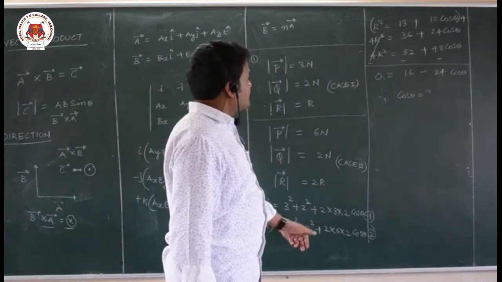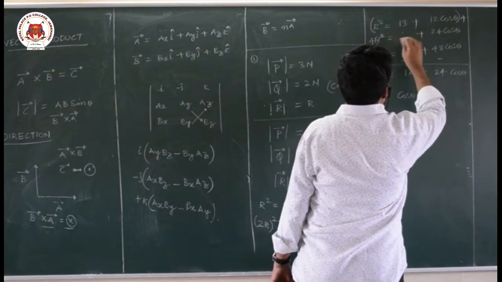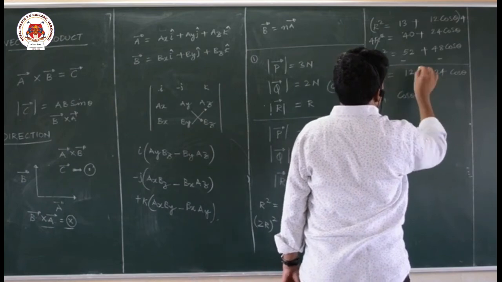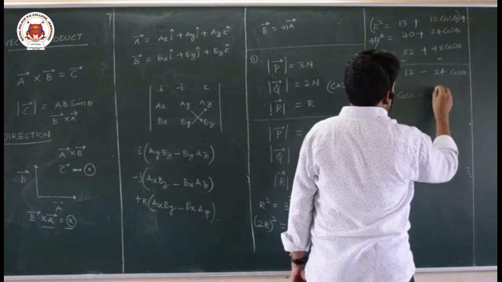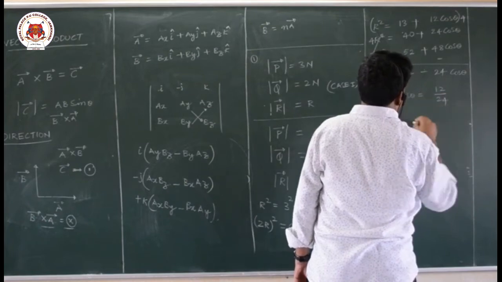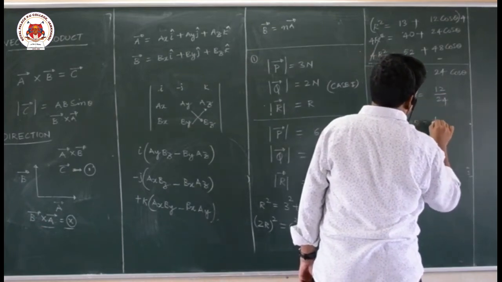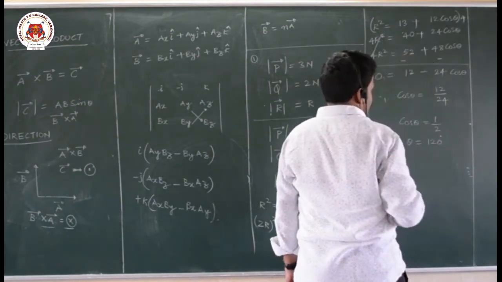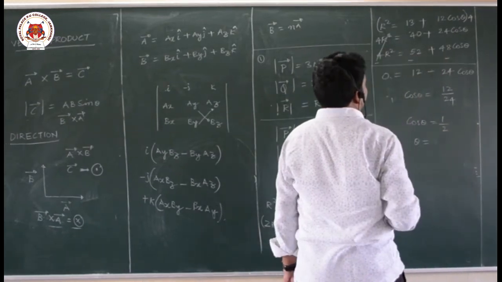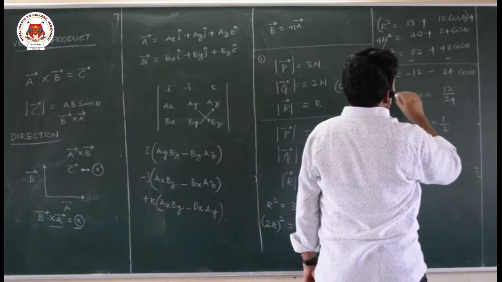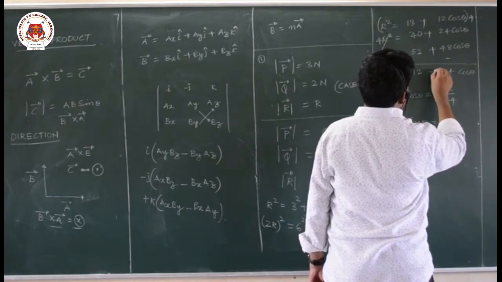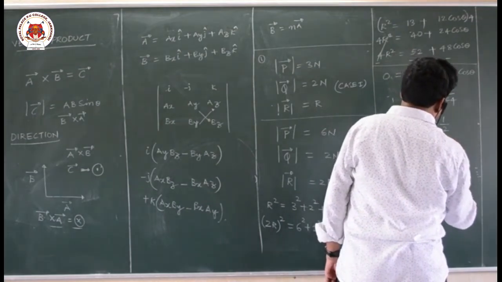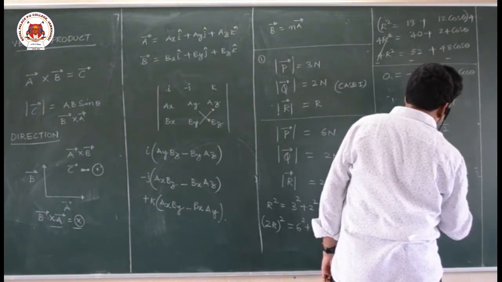This is 36 plus 4. So 36 plus 4, here you will get 40. Then this value will be 12. Cos theta will be equal to 12 by 24. Then cos theta is equal to 1 by 2, theta is equal to 120 degrees. This will be minus 12, this will be minus 24, so you will get minus 12 by 24, so you will get minus 1 by 2, theta is equal to 120 degrees.